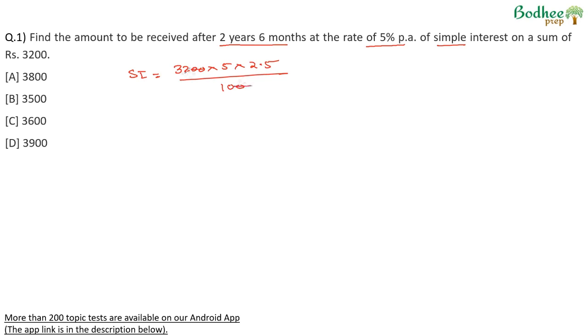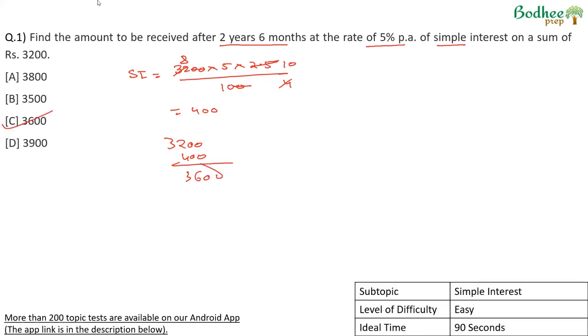So this gets cancelled. 2.5 is 10 by 4. 4 8s are 32. And then 8 5s are 40, 400. Simple interest is 400. Therefore, the amount will be 3,200 plus 400 or 3,600 rupees. Again, pretty easy question. Just calculate the SI, add it to the principal to get the amount. Definitely something that should be attempted.